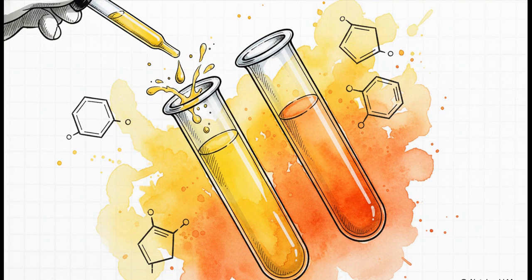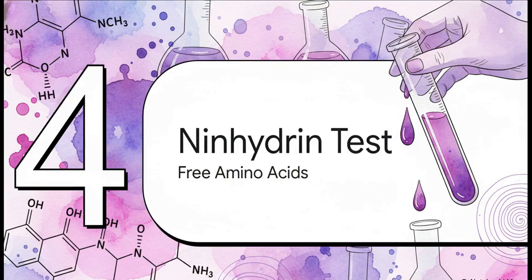But the true confirmation happens when you add that sodium hydroxide. That alkali causes the yellow liquid to rapidly change to a deep, rich orange. This 2-step visual shift, going from yellow to orange, is the undeniable signature that you've got aromatic amino acids out there in your solution. Section 4, the Ninhydrin Test, free aminos, revealing Ruhemann's purple.